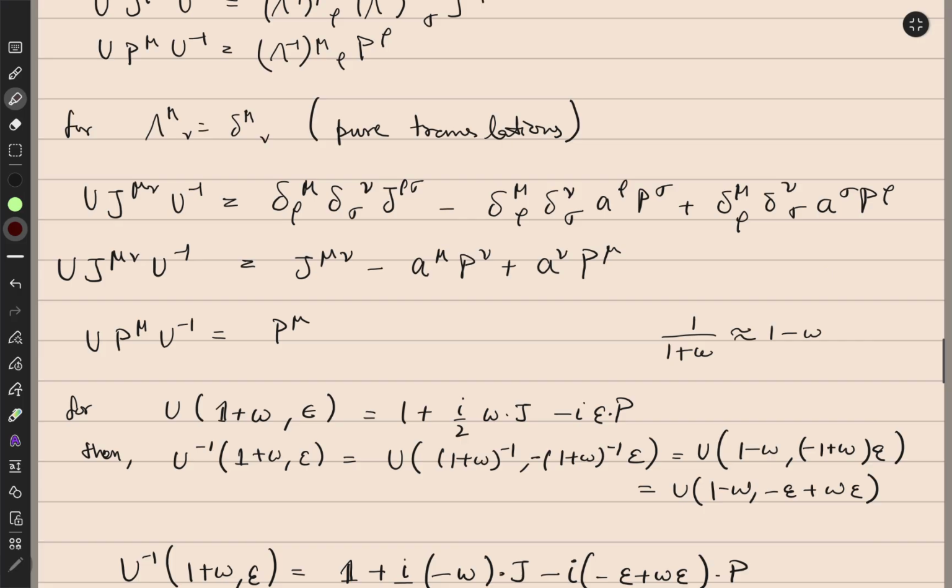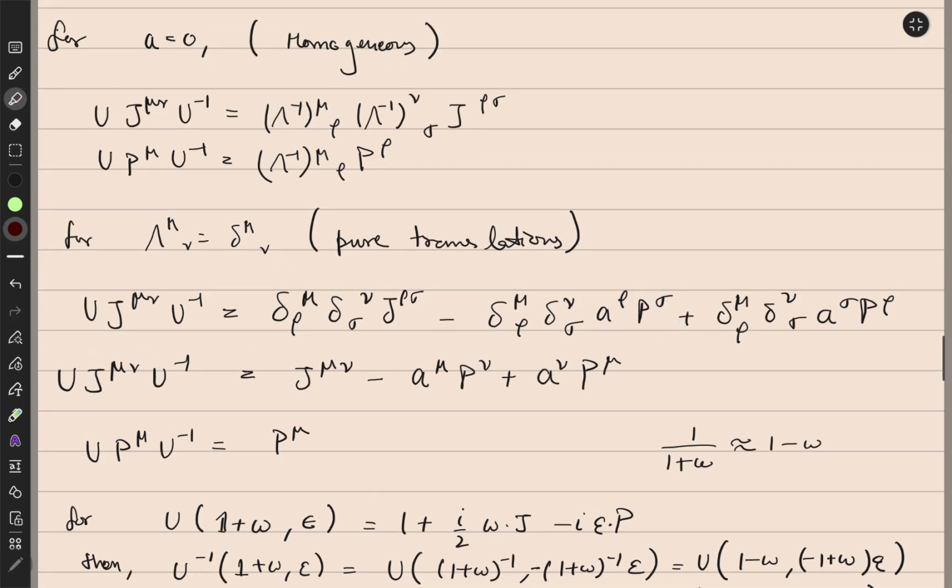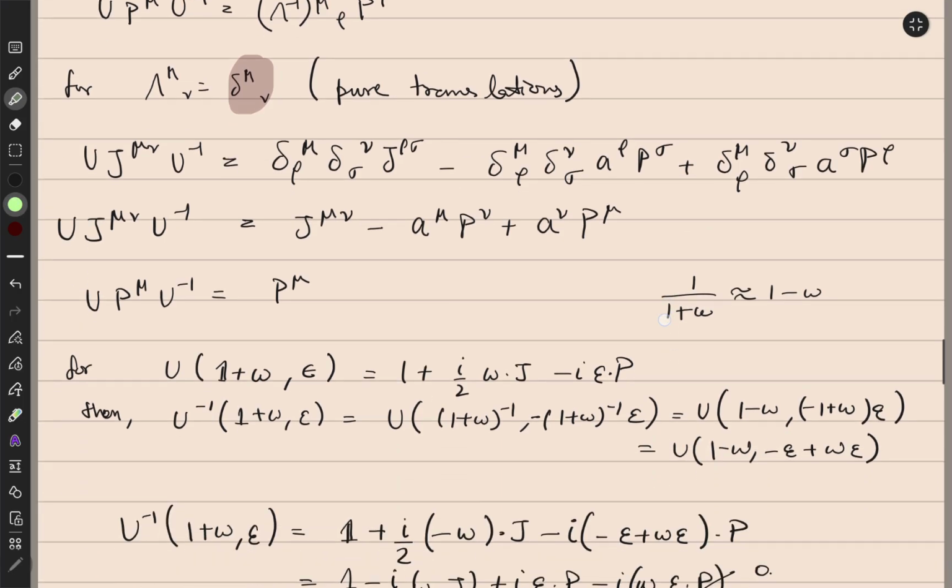You can also look at pure translations if you want, as in you just let A be A and let these lambda be identity, as in Kronecker delta mu nu, and that will give you that J transforms like that. It is still a little complicated, not a very good looking thing, but you can see the other one, the simpler one, does not transform at all under pure translations. That does tell us that P mu is indeed the generator of space-time translations.